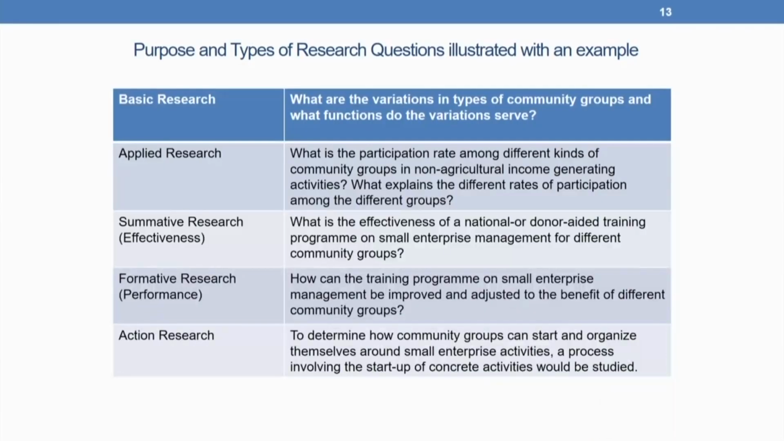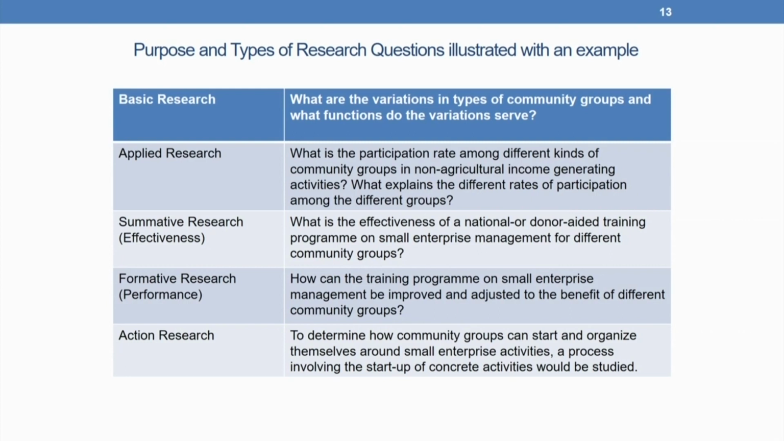So, if we have to exemplify further these different kinds of research, what are the questions that can fit into these kinds of research? For example, basic research will ask the question, what are the variations in types of community groups and what functions do the variations serve, and this kind of basic research contributes to the knowledge systems within the discipline. Applied research might ask, for example, what is the participation rate among different kinds of community groups in non-agricultural income generating activities? What explains the different rates of participation among the different groups?